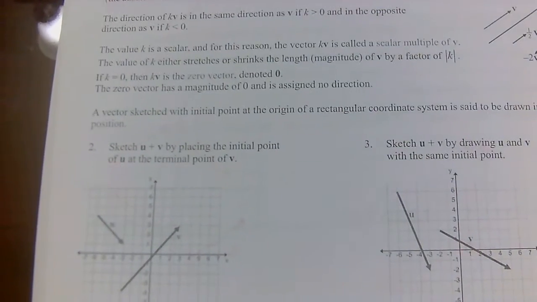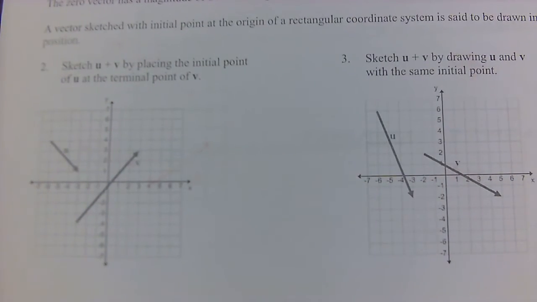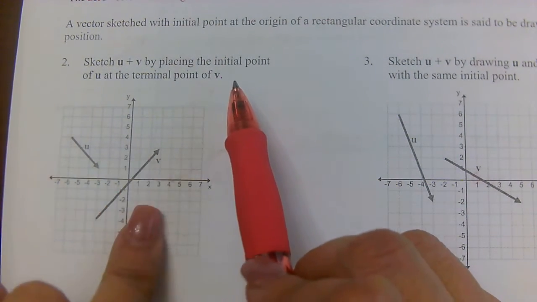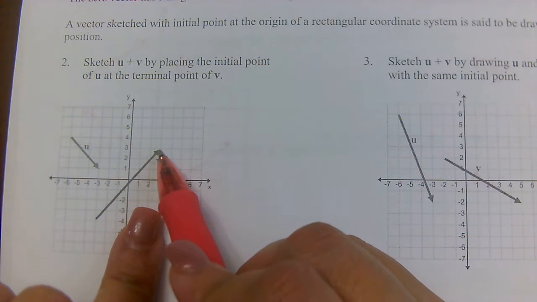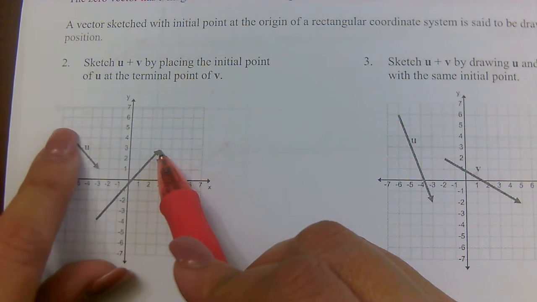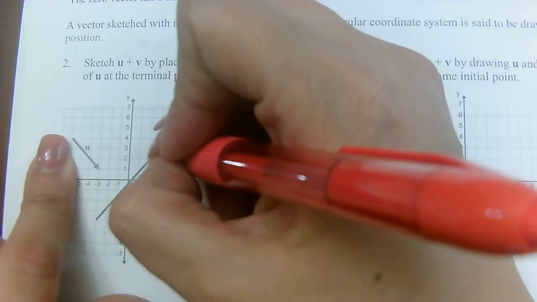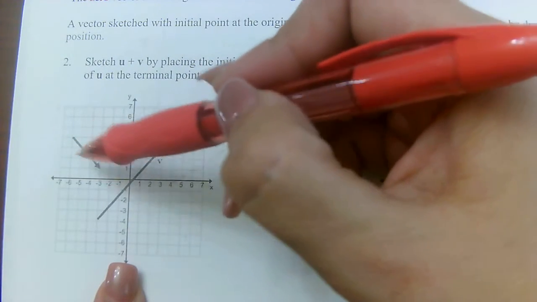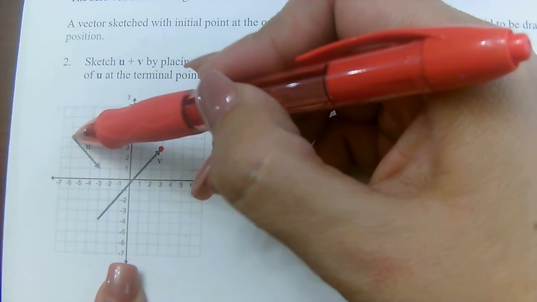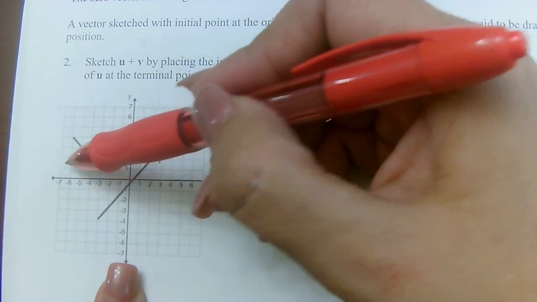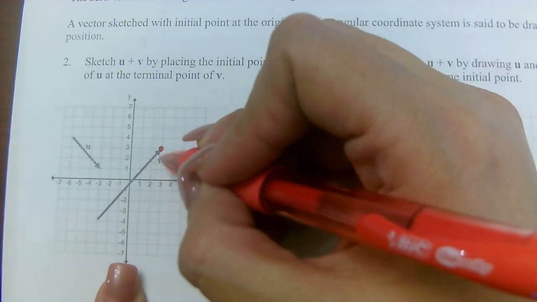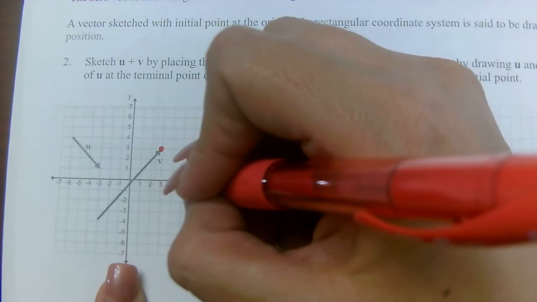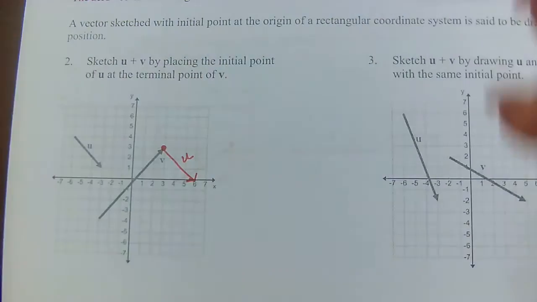Let's go ahead and look at number 2. Number 2 says, sketch by placing the initial point of U at the terminal point of V. So the terminal point of V is going to be here. This is where it ends. So I'm going to put the initial point of U right here. Okay. Now let's go ahead and find out where U is. So U is going to be down 3, right 3. So 1, 2, 3, 1, 2, 3. Here's going to be the terminal point. So this is what our U is going to be.